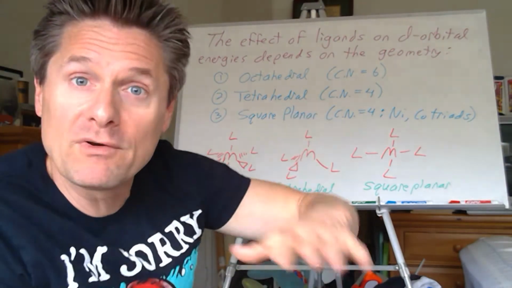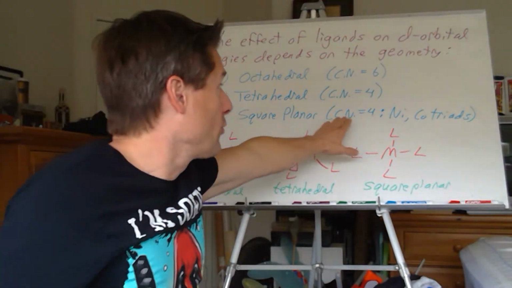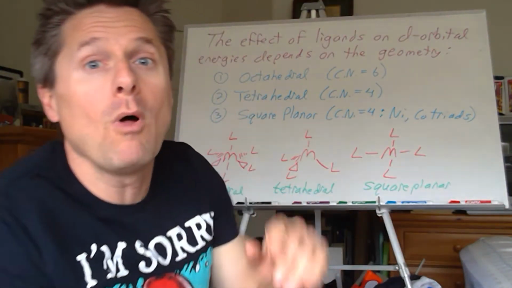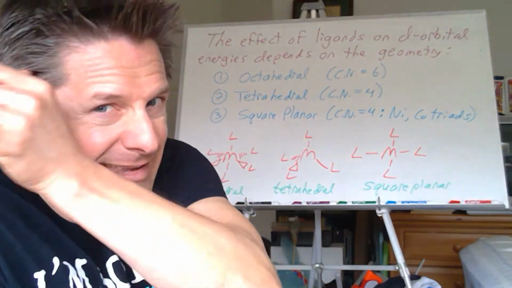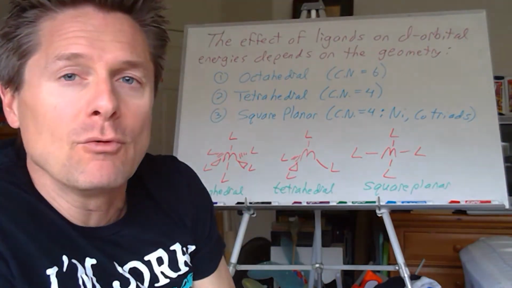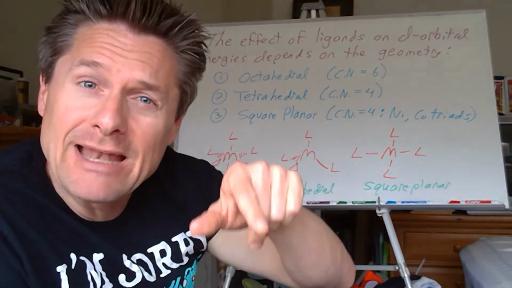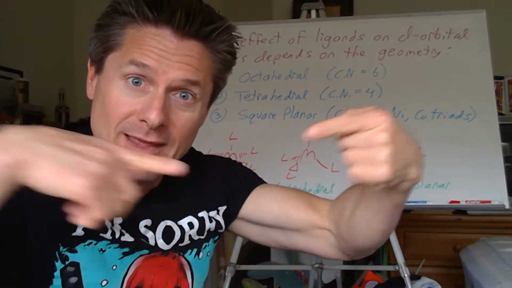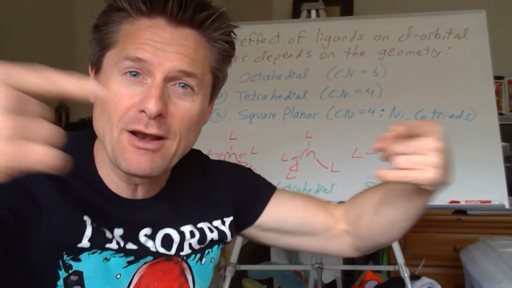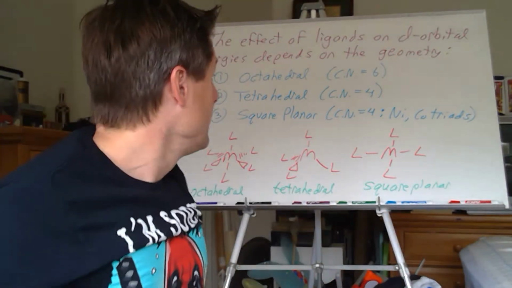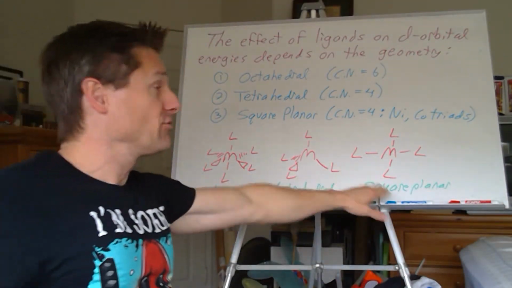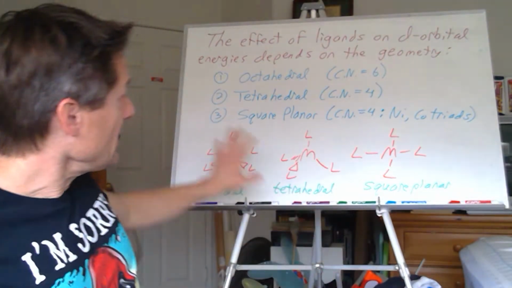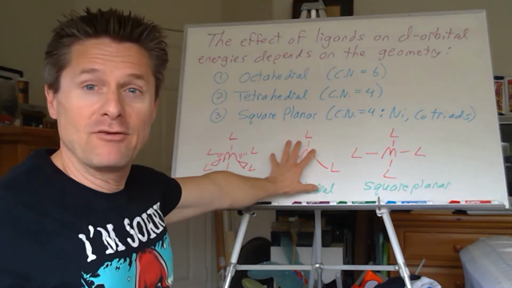Square planar, of course, is flat. That's special for coordination numbers of 4 with the nickel and cobalt triad. So those are kind of, sort of exceptions to the tetrahedral rule. And again, that's flat with 90 degree bond angles where the ligands are coming in directly on the axis. So if you're in the XY plane, they're coming in on the X and Y axes when you do that. So if you remember the octahedral, tetrahedral, and square planar shapes, 90 degree bond angles, 109.5 degree bond angles, 90 degree bond angles.